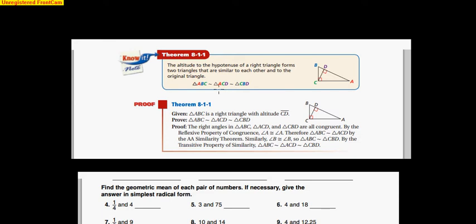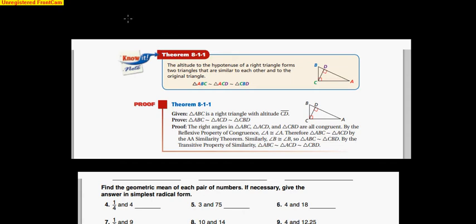So if we see this similarity statement here, I'm not really going to worry about the words, but basically what it's saying is certain lengths are corresponding. The thing to worry about is when you're comparing all three of these triangles, normally you'll only be doing two, right? So when you're finding one length, you're only going to use two of the triangles.